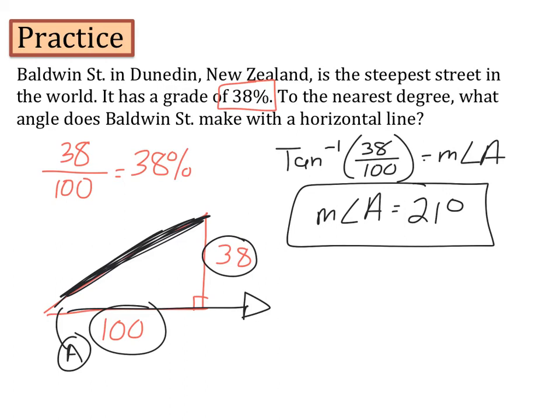So the only difference here really was figuring out what to do with this 38%, but once you figure out that that just means that it goes up 38 feet for every 100 feet that it goes out, you'll be able to use your trig function to figure out what's happening.